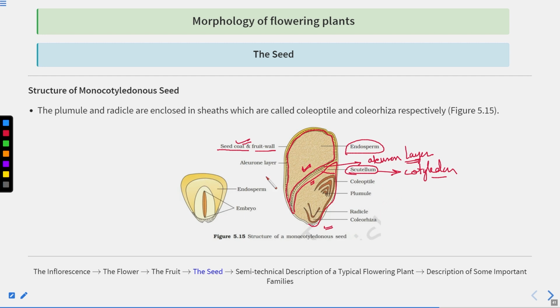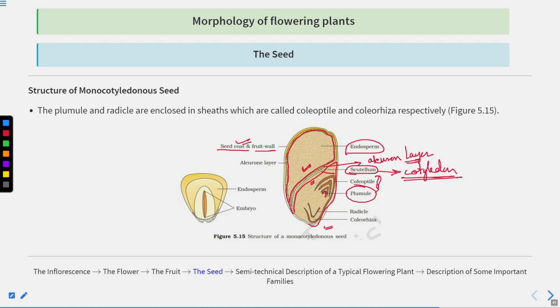In the case of dicot, you see the cotyledon stores the food material. Here the endosperm is storing the food material. This is the difference. And here you can see the coleoptile, which is covering, protecting the plumule region. So this is the plumule, and above it you can see the 2-3 covering, and that is called as coleoptile.